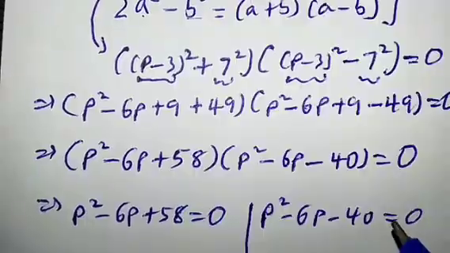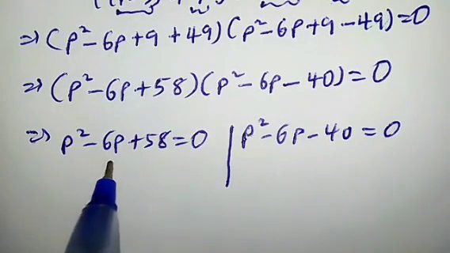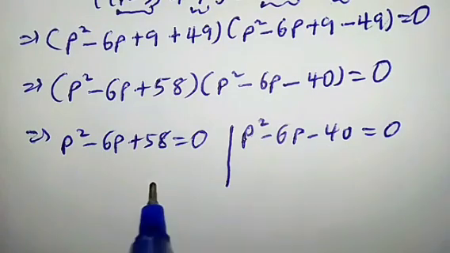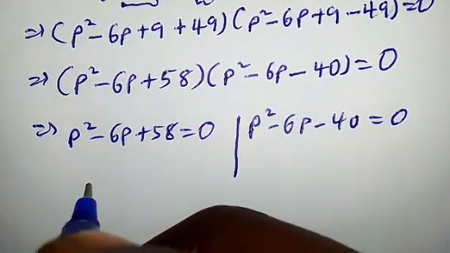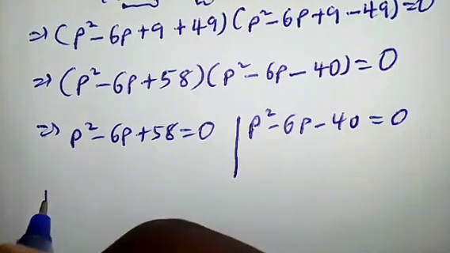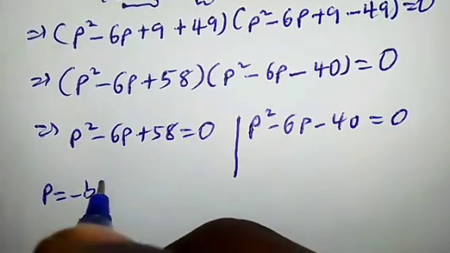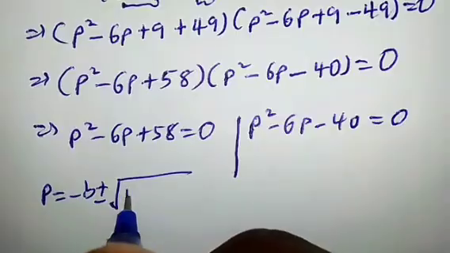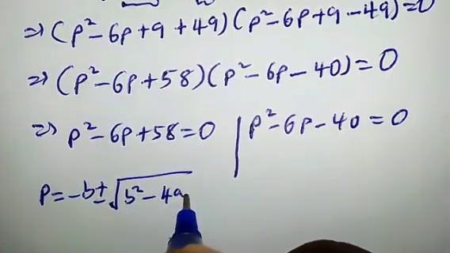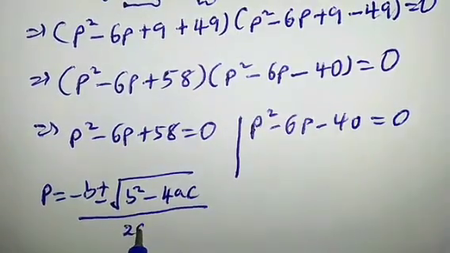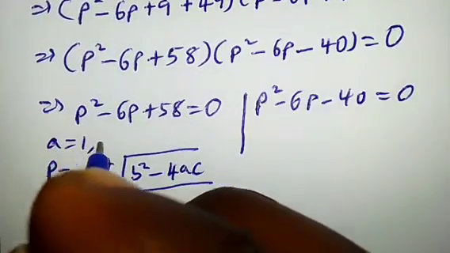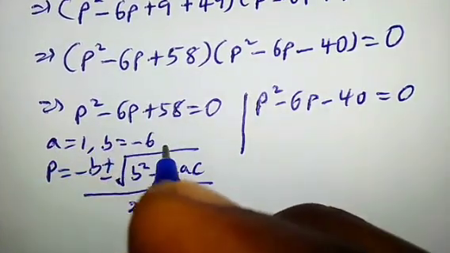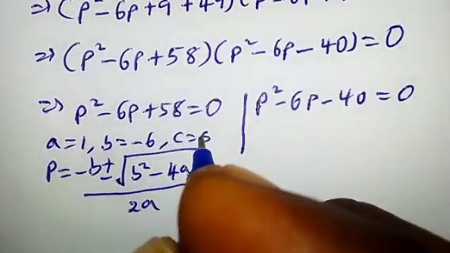Now, let us solve this quadratic equation, and later we are going to solve the second quadratic equation. You will see that we can only solve this using the quadratic formula, which is p equals negative b plus or minus the square root of b^2 - 4ac, divided by 2a. From this equation, a is equal to 1, b is negative 6, c is equal to 58.